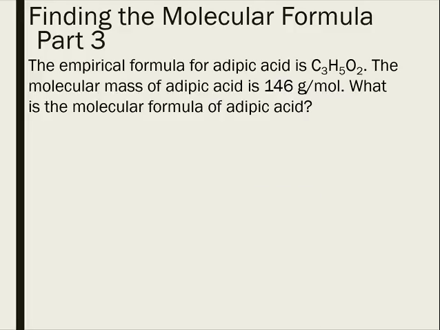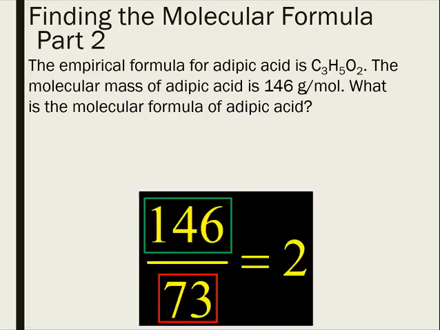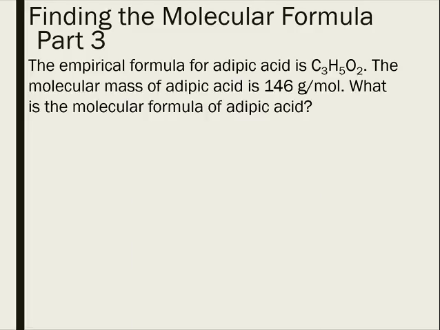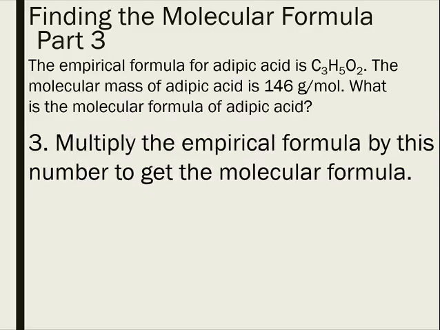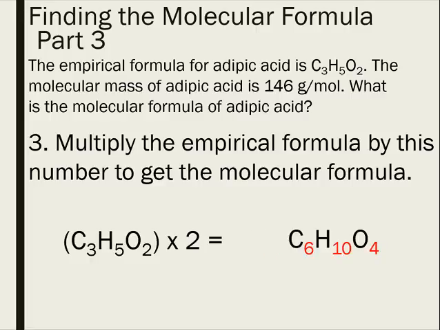Step 3. Now, keep in mind that value that we just calculated was 2. The last step, we're going to multiply the empirical formula by the number we just calculated, and that will actually give us the molecular formula. So we'll take the empirical formula, multiply by 2. Again, that's what we calculated on the last slide. We'll have C6H10O4, again multiplying each of the subscripts by 2.